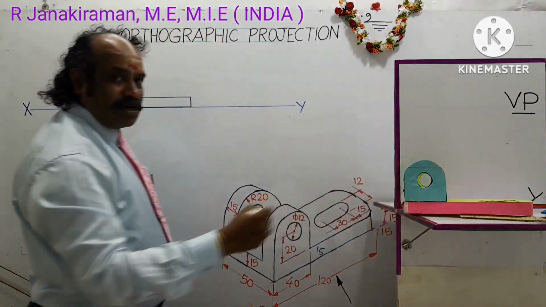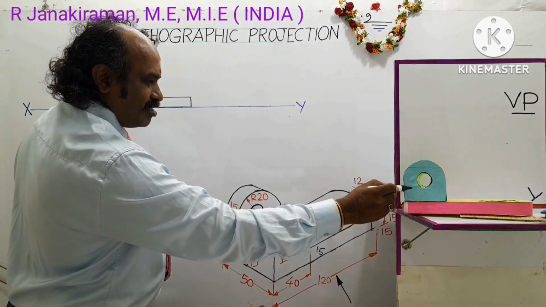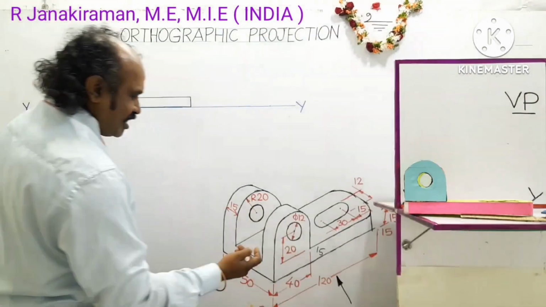It is called the base of this object. And over that base, this sky blue part rests. Okay, what is the size? Refer to the diagram.